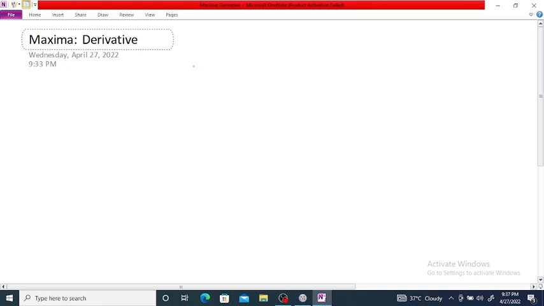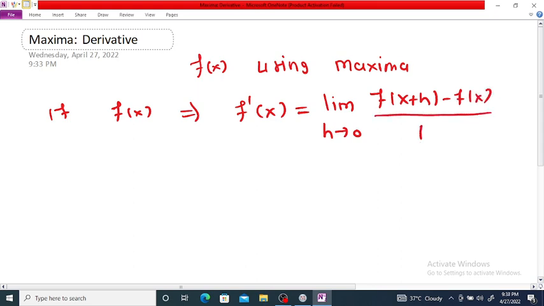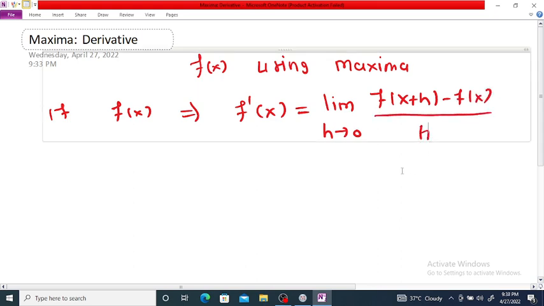Derivative of f of x, using Maxima. So we know that if f of x is the given function, then its derivative is denoted by f dash x, and it is equal to limit h tends to 0 of f of x plus h minus f of x divided by h. If this limit exists, then it is called the derivative of f of x.